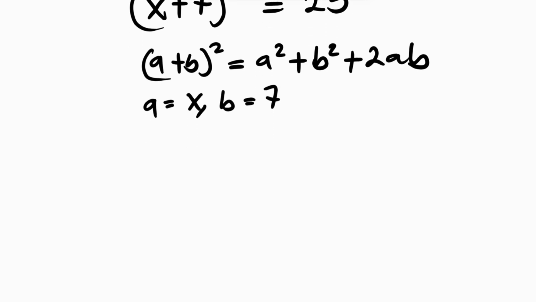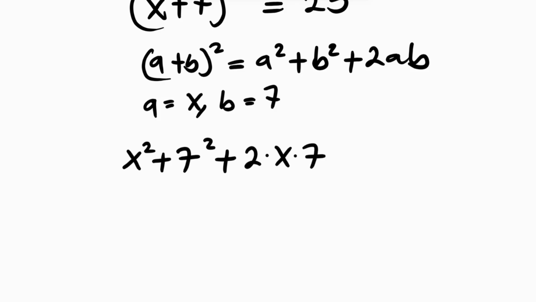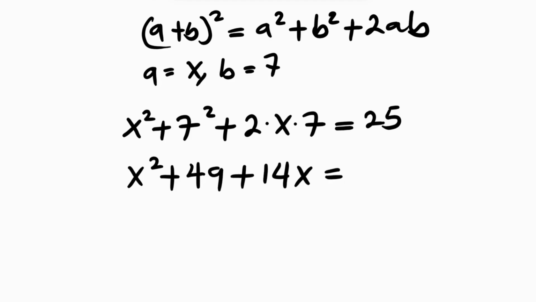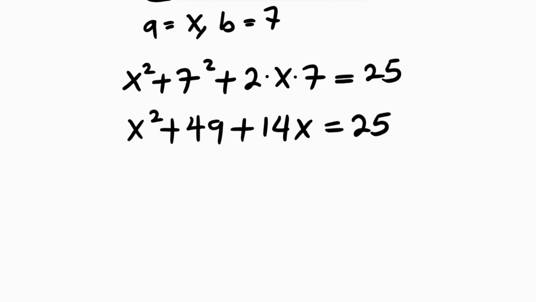So now what do we have? We have x² + 7² + 2·x·7 = 25. So we have x² + 49 + 14x = 25. So it's x² + 14x + 49.